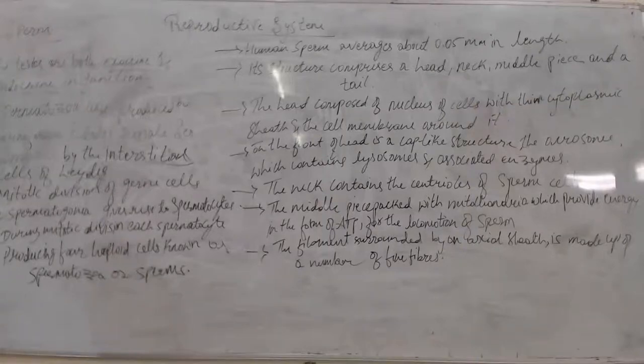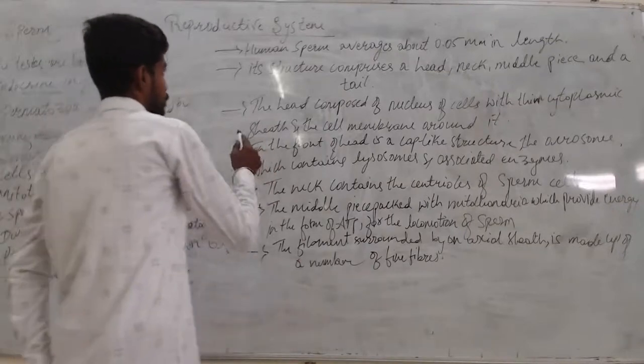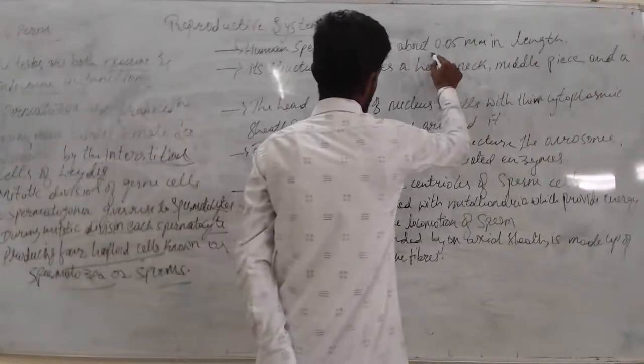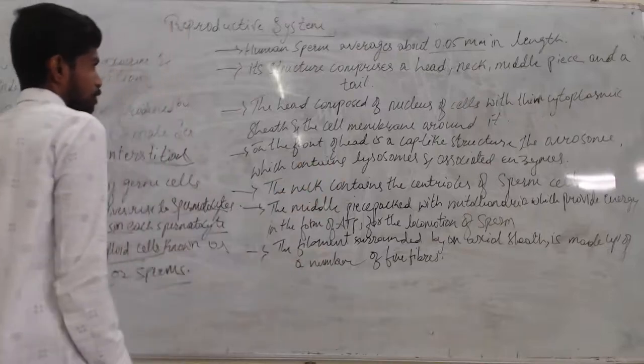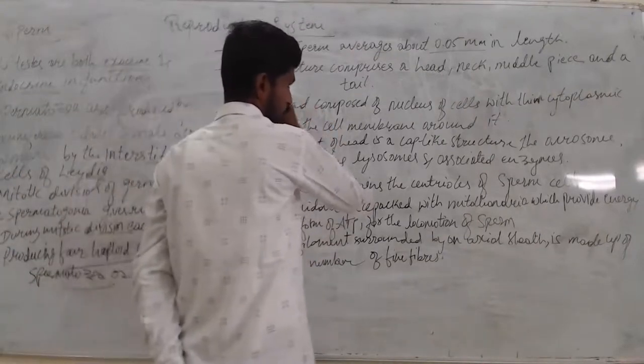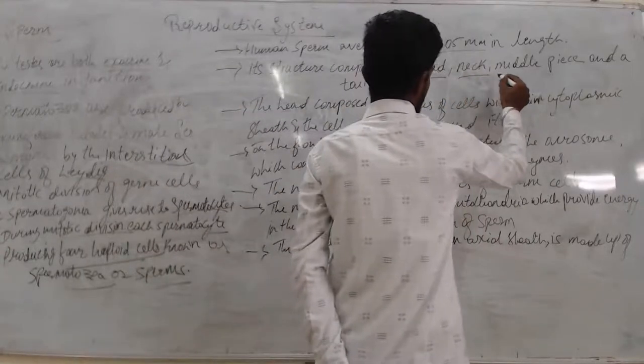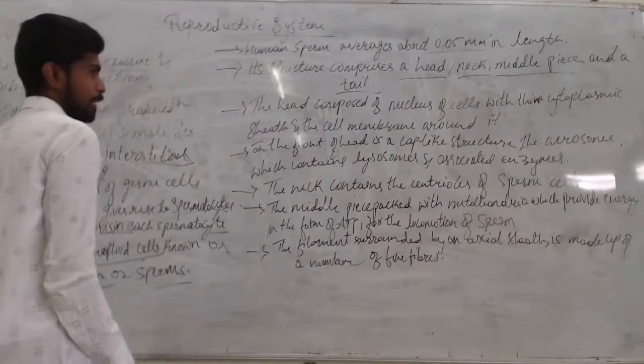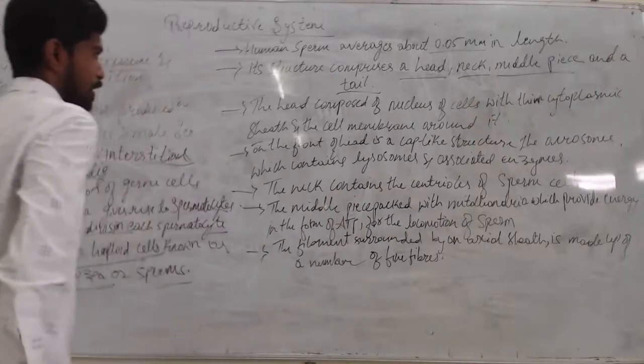The mitotic division of germ cells or spermatogonia gives rise to spermatocytes. During this cell division, each spermatocyte produces four haploid cells, commonly known as spermatozoa or sperms. The human sperm averages about 0.05 mm in length, and its structure is composed of a head, a neck, a middle piece, and a tail. These are the four structures that comprise the sperm.